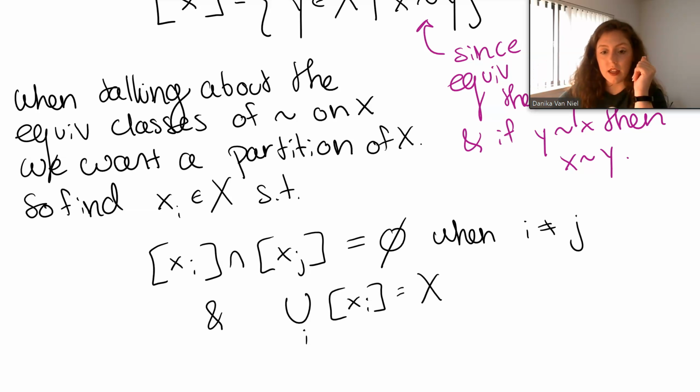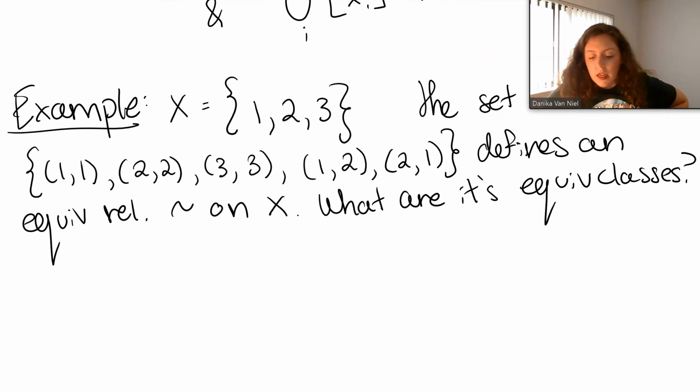Well, I think that's where I'm going to end it. Well, okay, how about this? Example. X is the set 1, 2, and 3. The set of ordered pairs (1,1), (2,2), (3,3), (1,2), (2,1) defines an equivalence relation twiddle on X, and you can double check me on that. What are its equivalence classes? Let's figure out what they are.